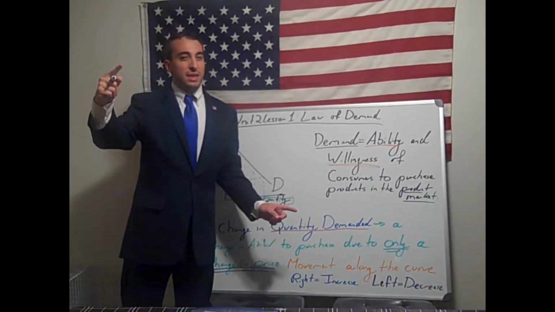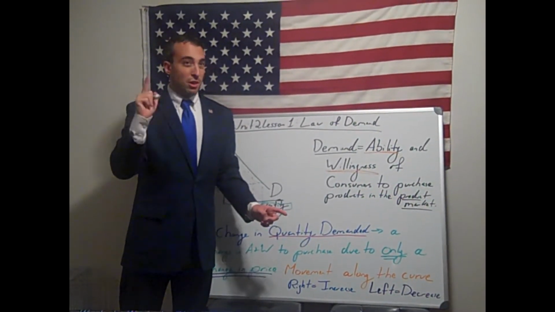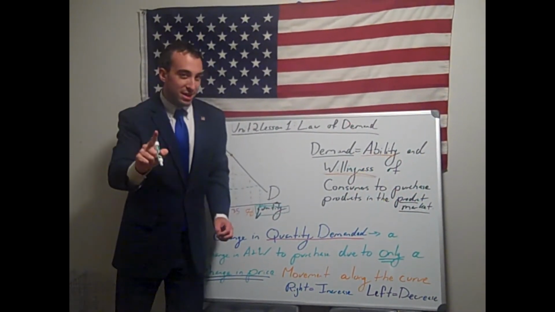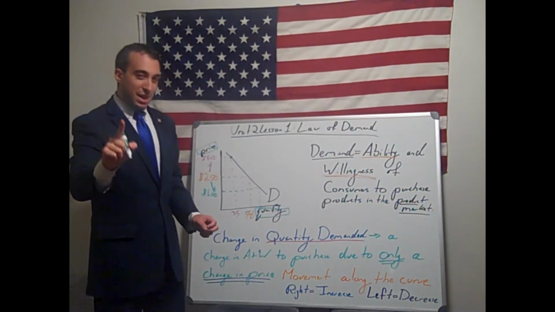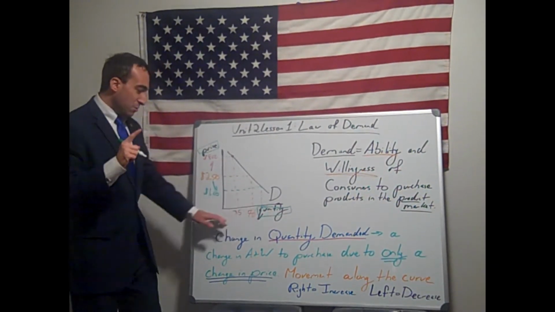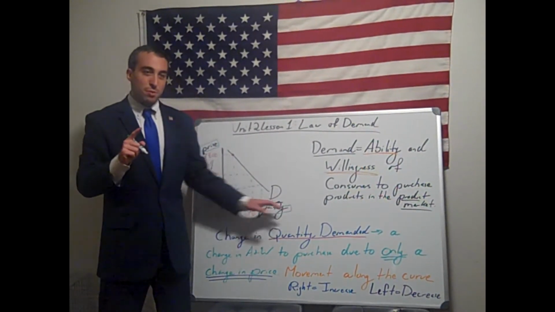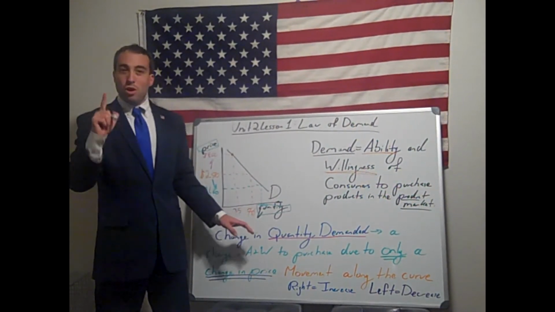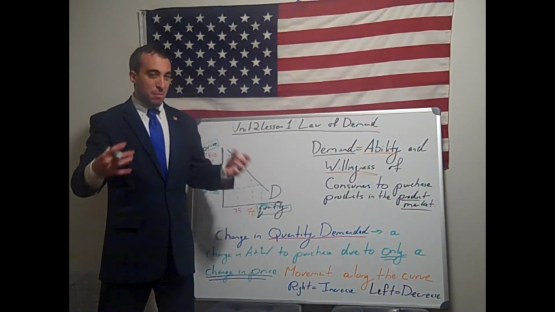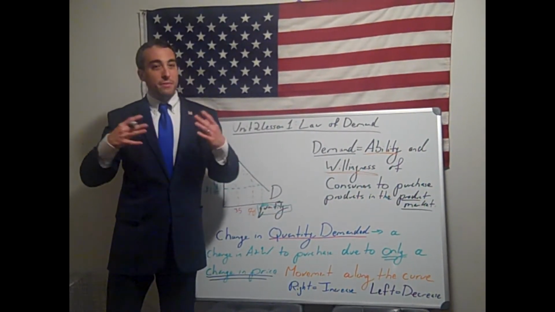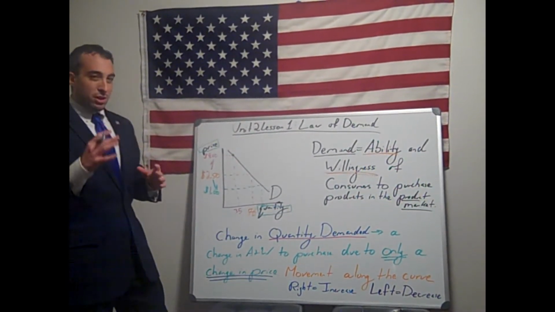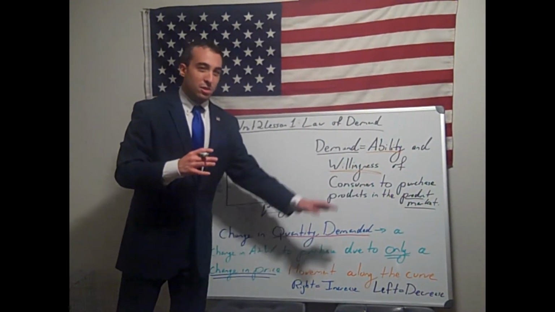Think about the entire conversation that we just had. What was the only thing discussed in that conversation? Price. So a change in quantity demanded is a change in the quantity that we are willing and able to purchase, and that change is due only to a change in price. And graphically, remember, graphs are visualizations of the economy. Graphically, this is illustrated by what is called a movement along the curve.